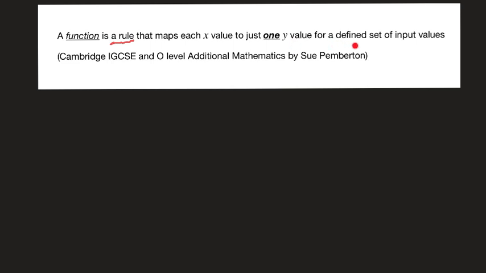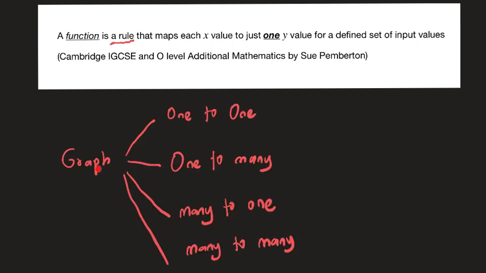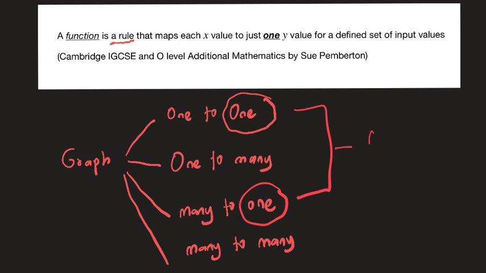For a defined set of input values, this is called a function. As we know, the graph can be one to one, one to many, many to one, many to many. According to the definition of the rule, each x value has just one y. So meaning to say, as long as you see the word one here, these two are functions. So a function is a one-to-one mapping, and a many-to-one mapping.